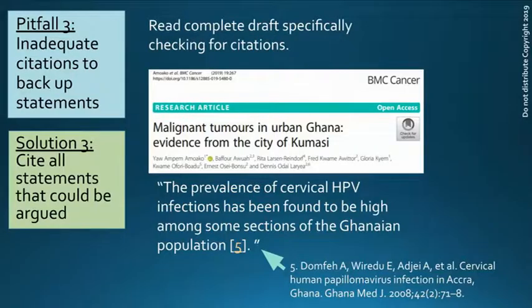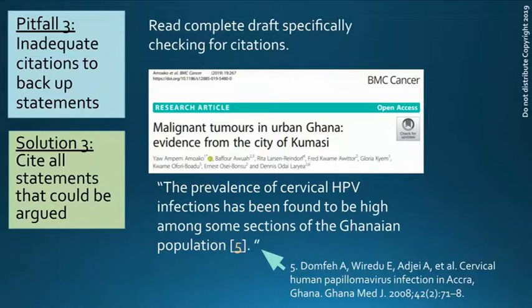In the third scenario, you have inadequate citations backing up the statements that you're making. I think this can be easy for us to overlook as we create our drafts. We might not be thinking about adding citations. We're just thinking about making our arguments. So I suggest, of course, you should be citing anything that could be argued, anything that someone might argue with you about, those statements should be cited.